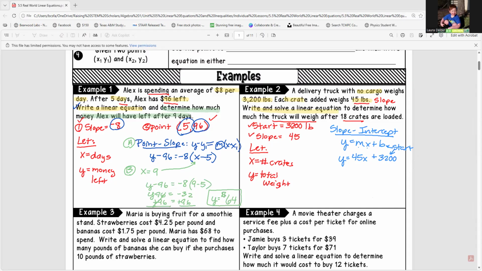Well, let's look at our second part here. They gave us, like, how much will it weigh when there's 18 crates loaded? Okay, so they're giving us another layer on that. They're saying when x equals 18, what does y equal? Okay, so we can plug in that 18. We can go y equals 45 times 18 plus 3,200.